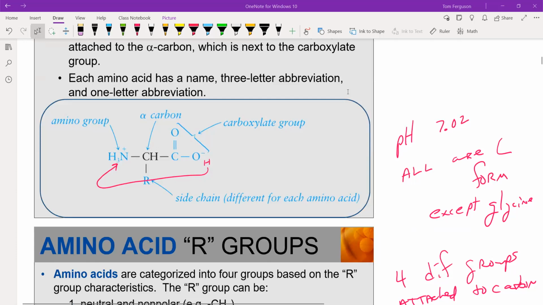Okay, so proteins are made up of amino acids. This is the basic shape of what the amino acid looks like at physiological pH 7. You've got the acid end, which is deprotonated, and that proton goes over to the amino end and forms an ammonium ion.